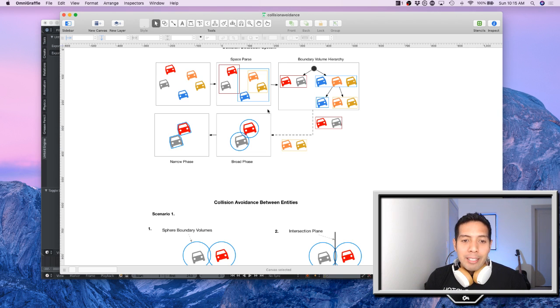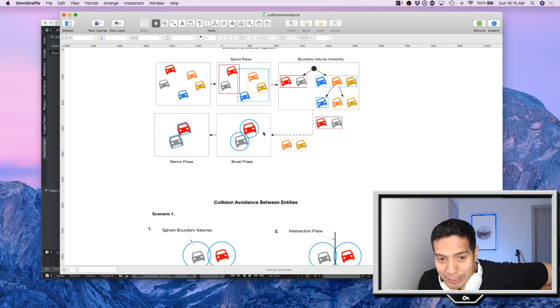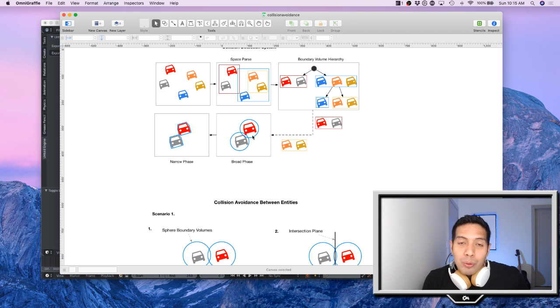And that's how I do it. So in the broad phase, I just do a quick test between two spherical boundary volumes, and if it's true, I send it to the narrow phase. If these two are not close enough to collide, then I just skip it and go to the next node in the tree.